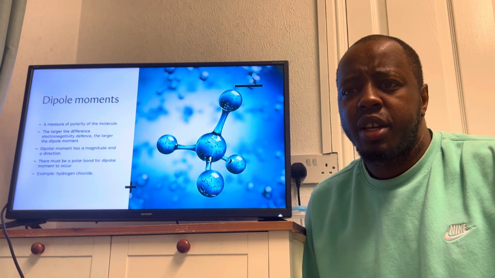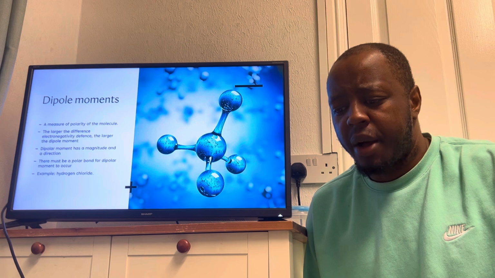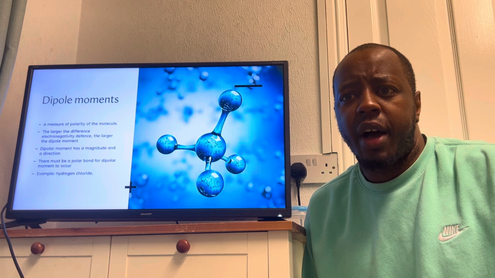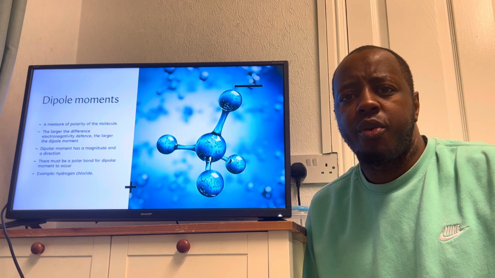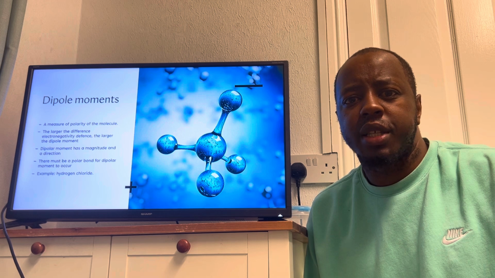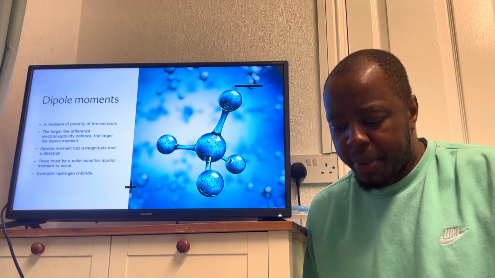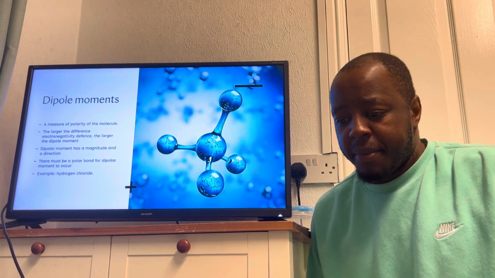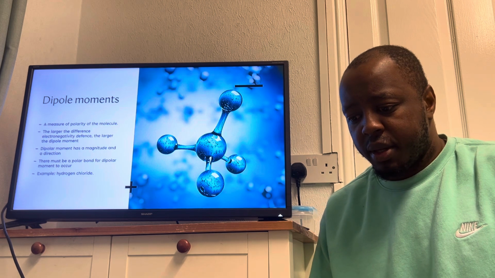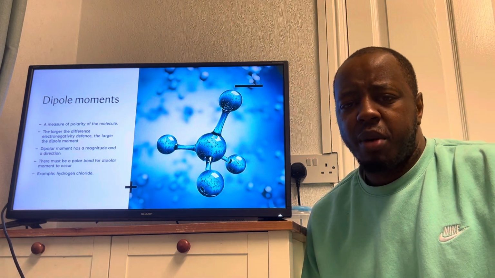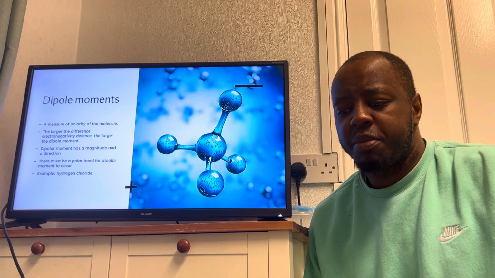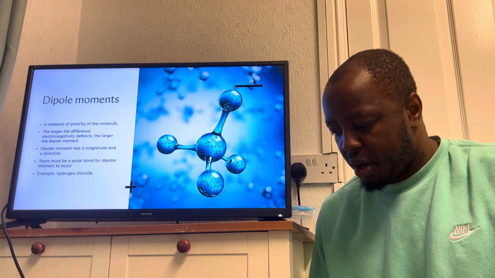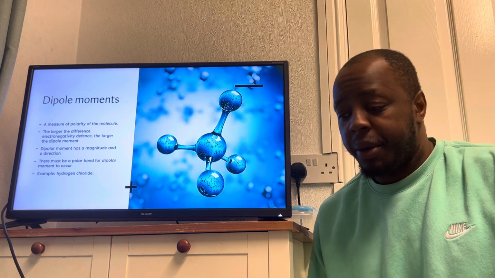Okay, so if that is to be illustrated in, say, a diagram, I would use hydrogen chloride as an example. So we would have hydrogen and chlorine, then draw an arrow going from hydrogen towards chlorine, which will illustrate that a hydrogen atom is less electronegative than the chlorine atom. For a dipole moment to occur, there must be a polar bond.